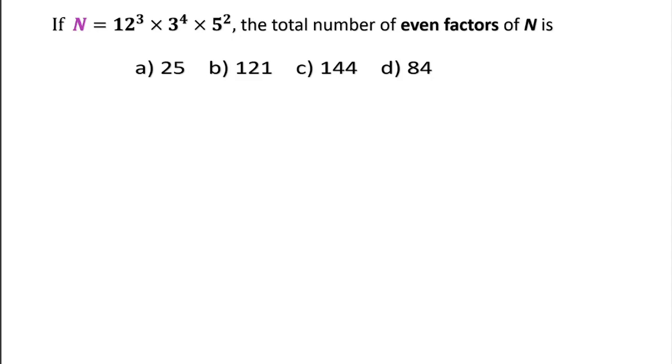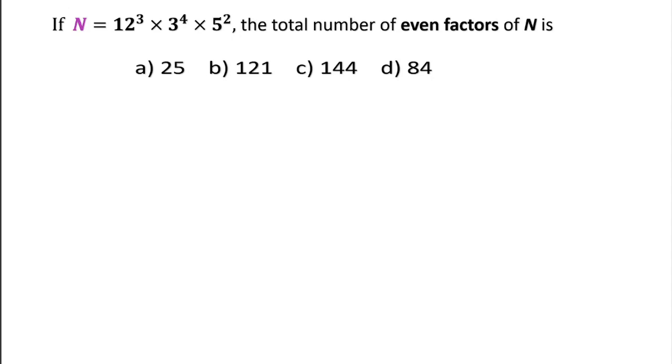Hello everyone. In this question, it is given n equal to 12 to the power 3 into 3 to the power 4 into 5 to the power 2. Then we have to find even factors of this n. And there are four options given. You have to say which option will be the right answer for this question. You can try this to solve yourself, otherwise watch solution.